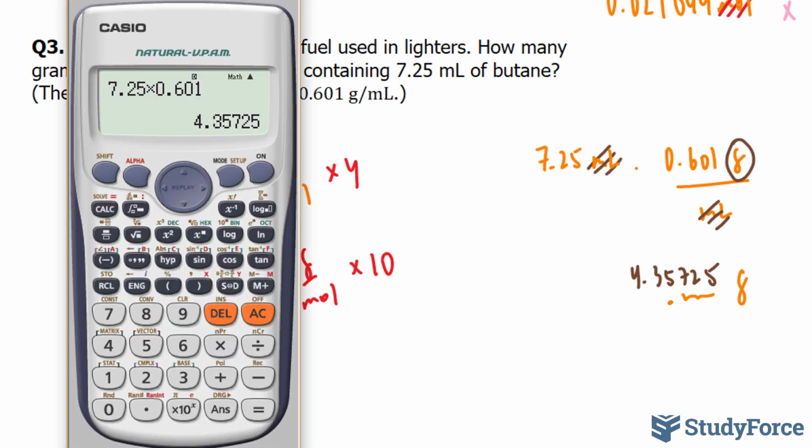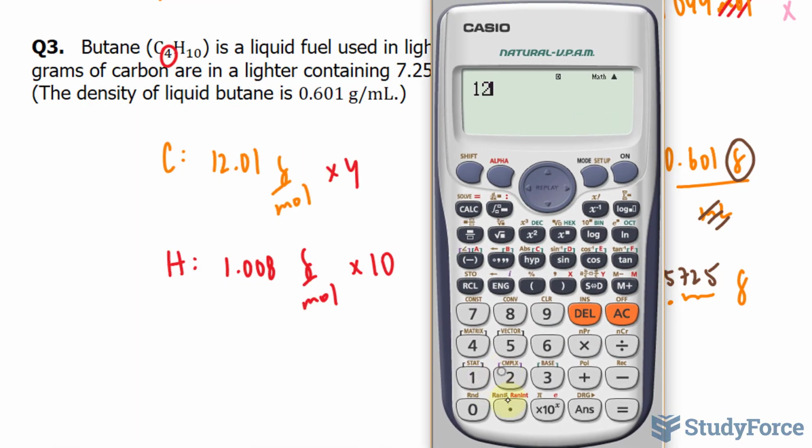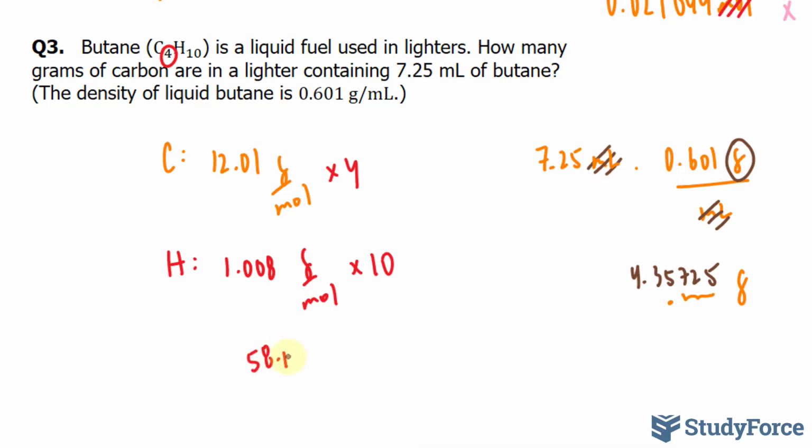So let's use our calculator. We have 12.01 times 4 plus, and make sure that you put each calculation in brackets, that way your calculator doesn't get confused. And we end up with 58.12 grams per mole of one molecule of butane. Now I'll take this number and multiply it by the mass of this liquid, which was 4.35725, keeping in mind that we should have 3 significant figures.